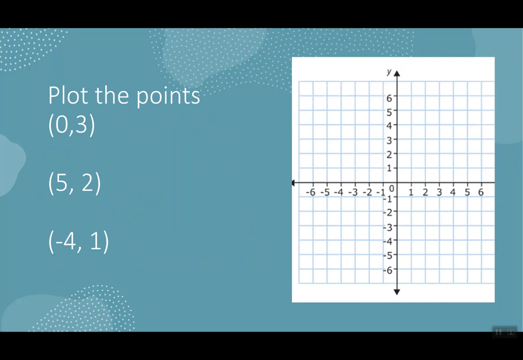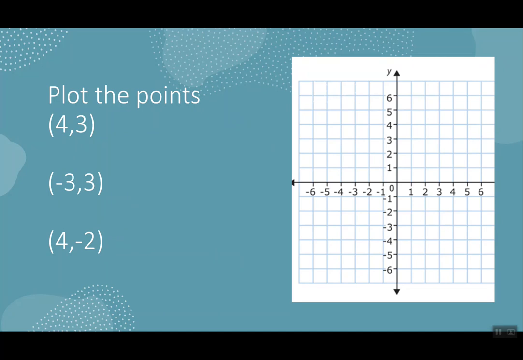The first one says 0, 3. So I'm not going left or right. I'm only going to the y of 3. And we would say this is a y-intercept. Then 5, 2. I'm going over 5 on the x, up 2 on the y. So there's my point. That would be in quadrant 1. And then -4, so left 4, and then up 1, and I would say that's quadrant 2.